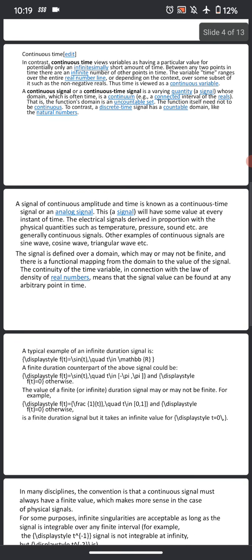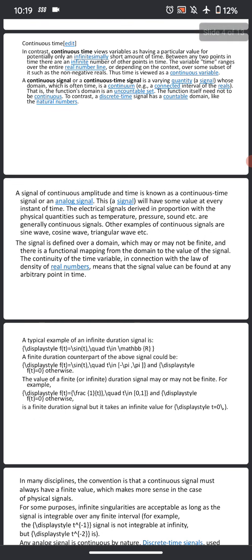A signal of continuous amplitude and time is known as continuous time signal or an analog signal. This signal will have some value at every instant of time. The electric signals derived in proportion with the physical quantities such as temperature, pressure, sound, etc. are generally continuous signals. Other examples of continuous signals are sine wave, cosine wave, triangular wave, etc.